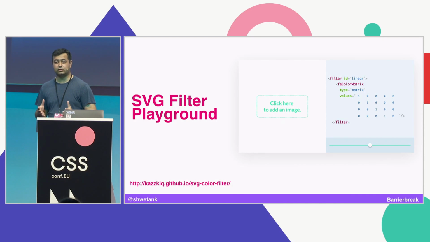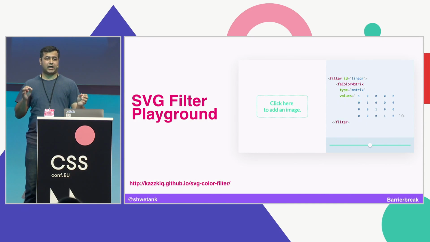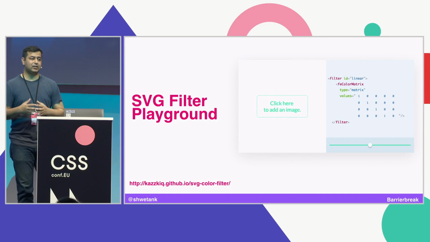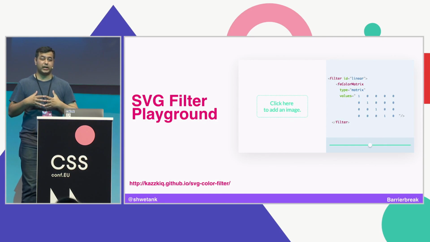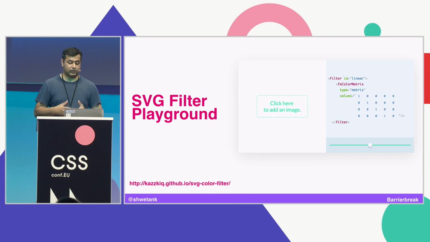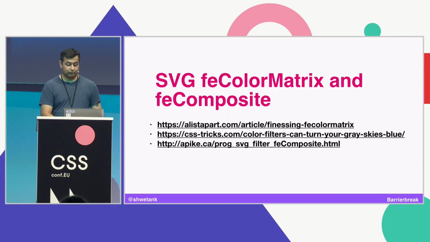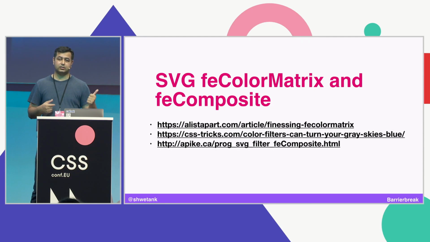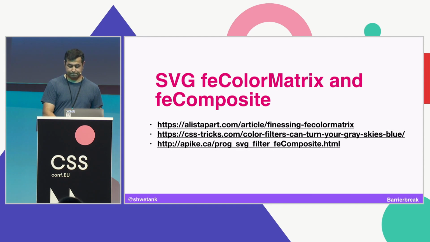It's a very, very nice resource where you can mix and match different values and see what the output would be. And that gives a better perspective and a more intuitive understanding of FE Color Matrix. I'll be sharing these slides later on as well with links to some really, really nice articles on FE Color Matrix. So let's take this opportunity to know about FE Color Matrix and put it in our pocket. We'll revisit this later on.